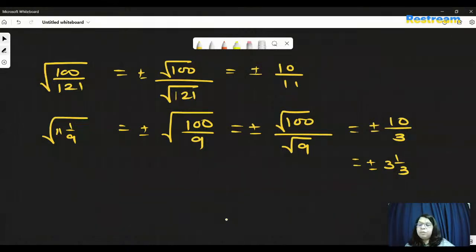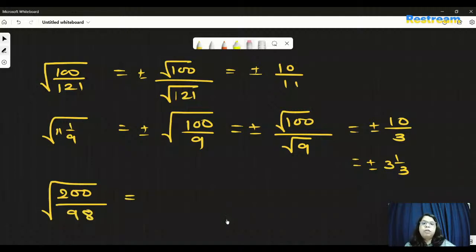Now let's say we have something like this, square root of 200 over 98. Now since this is already a square root given, we don't need to add plus or minus to this. This is because the square root sign is already given. The plus or minus is only when a variable is assigned with a square number.